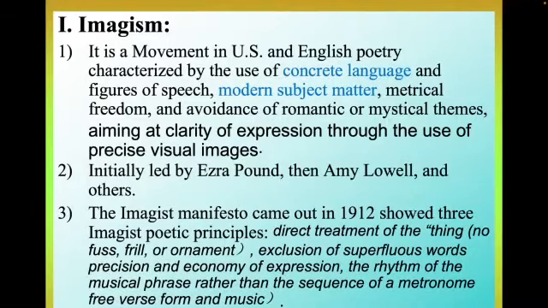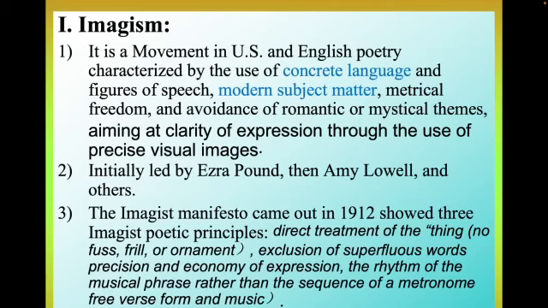So let's start with poetry. Let's look at that Imagist movement. It is a movement in US and English poetry that is characterized by the use of concrete language and figures of speech. It will also use very modern subject matter. You'll notice it has a metrical freedom. You're not going to see the traditional format that you would expect from poetry. And there's an avoidance of the romantic and mystical themes that were so prevalent and important in the 19th century. Instead, it aims at a clarity of expression through the use of precise visual images.